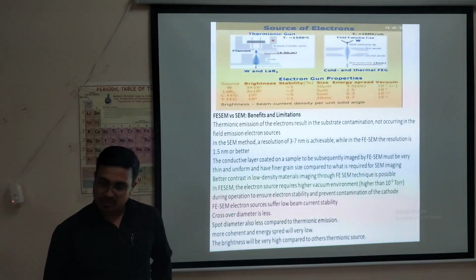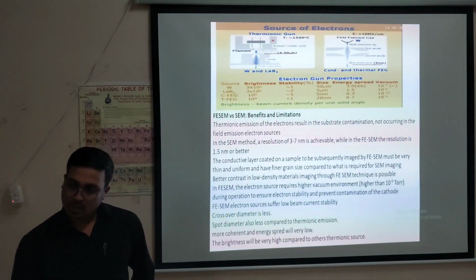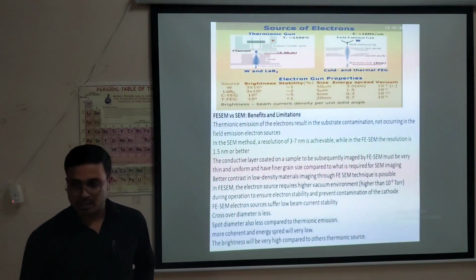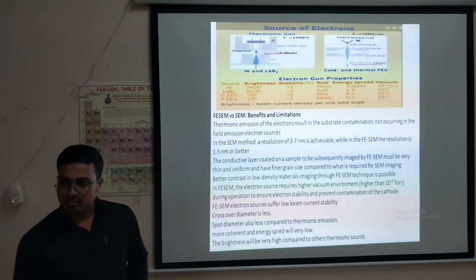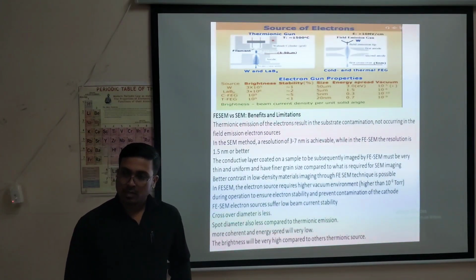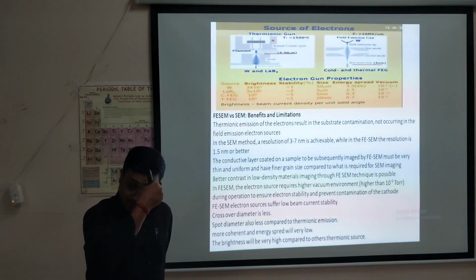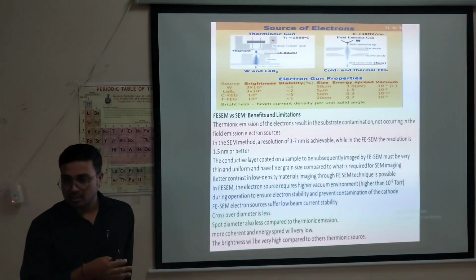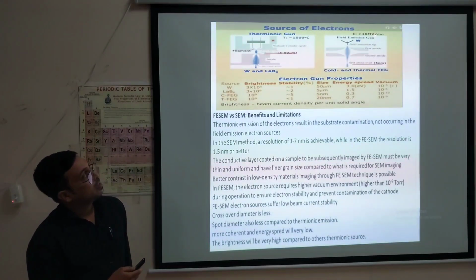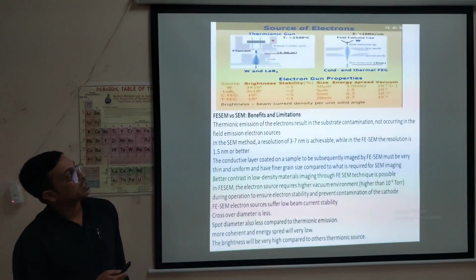In case of SEM, we are providing a potential for the heating process, heating electrons. But in case of FECM, we are providing a potential to eject one electron from the tip. There is also a heating effect taking place, but here heating is not the main thing. Look at the temperature, look at the potential here.